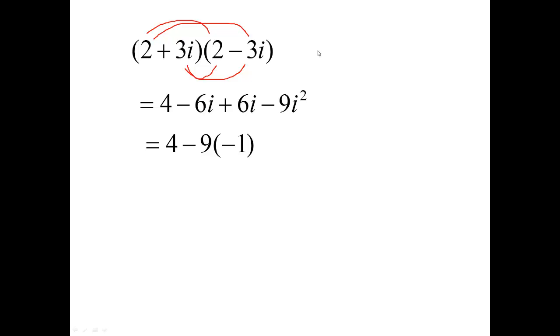What does that look like? Well, minus 6i and plus 6i cancel each other out. We're left with 4 minus, but remember i squared equals minus 1. So 4 plus 9, 13. So we've multiplied two complex numbers together, two conjugates, and we've ended up with a real number.